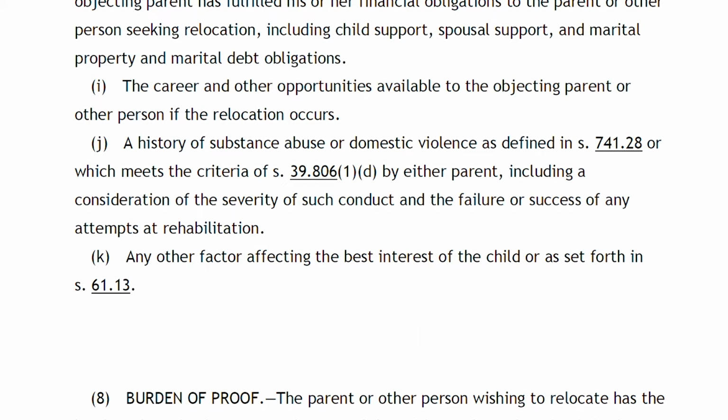Okay, so let's look at subparagraph J. It says, a history of substance abuse or domestic violence as defined under the statutes, which meets the criteria of, it's referencing another statute, by either parent, including a consideration of the severity of such conduct and the failure or success of any attempts at rehabilitation. Okay, substance abuse, domestic violence.